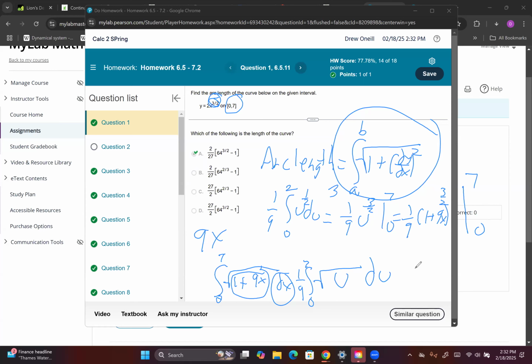oh wait, sorry guys, I forgot to multiply by, or divide by, 3/2. Divide by the new exponent, so that's the same as multiplying by 2/3, which gives me 2/27. So we have this. There we go. Okay. So now when I plug in 0, let's move some stuff around.